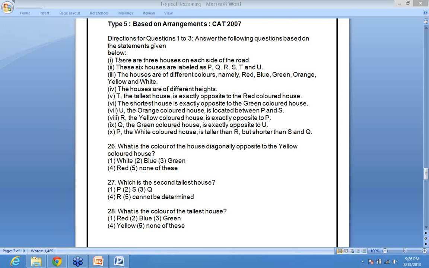If you rearrange the houses as P, U, and S, try solving it. You will be able to solve it. Vishwanath, the answer is not white. Answer is red only in question number 26. Please check it again. Follow each of the statements carefully. You will be able to solve it.